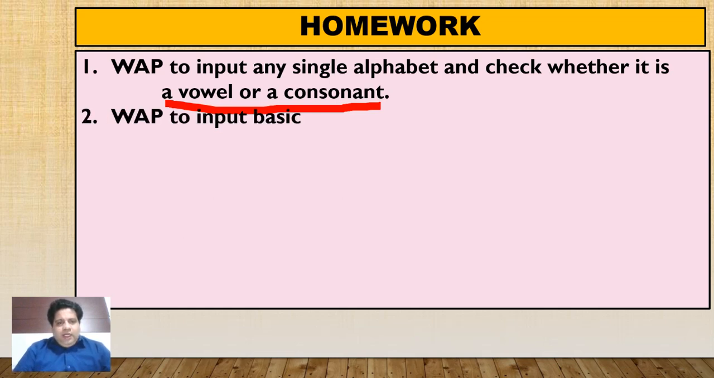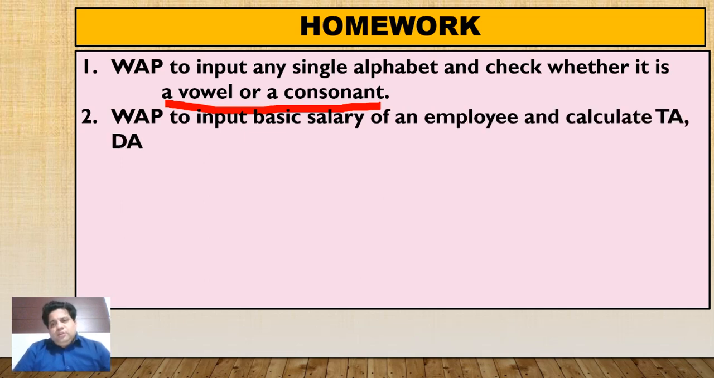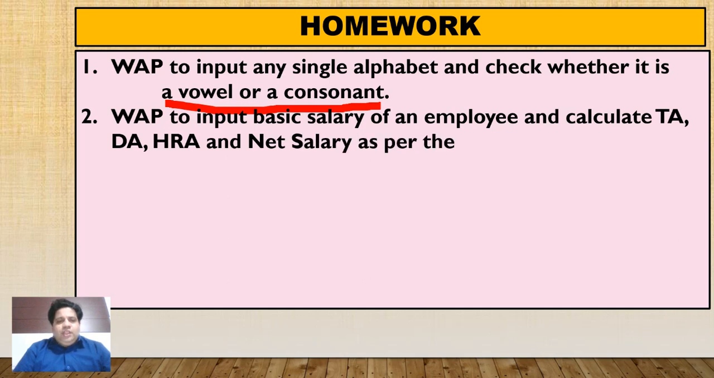Next, write a program to input basic salary of an employee and calculate allowances. Allowances mean TA, traveling allowance, DA, dearness allowance, HRA, housing rent allowance, and net salary.